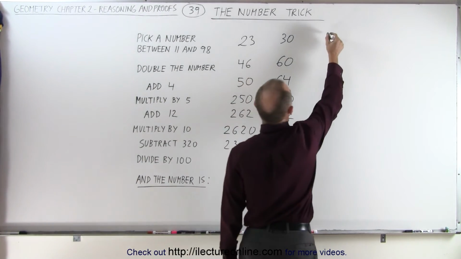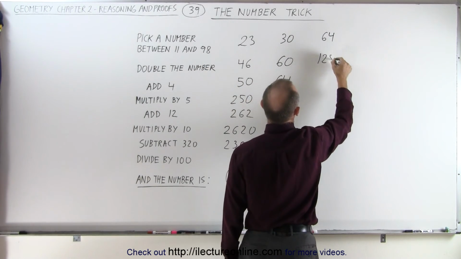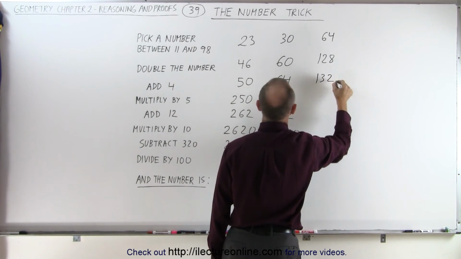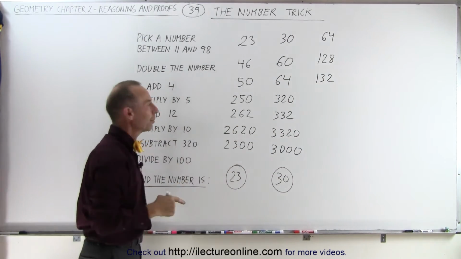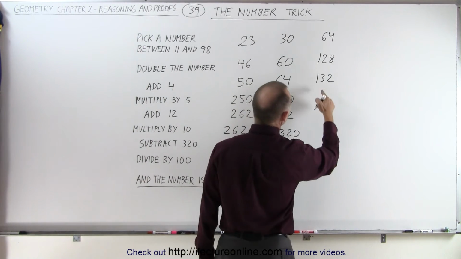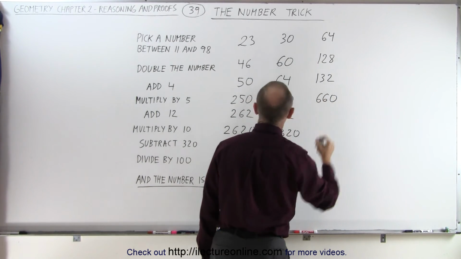How about the number 64? So first, we're going to double the number. That's 128. Then we're going to add 4 to the number. It gives us 132. Then we're going to multiply that number by 5. So that would be 660.